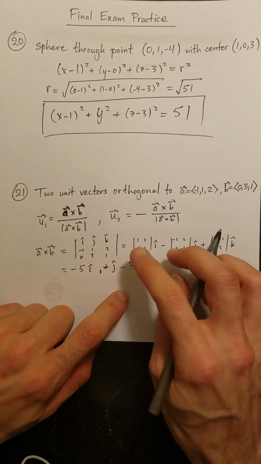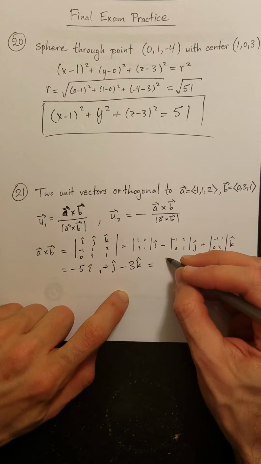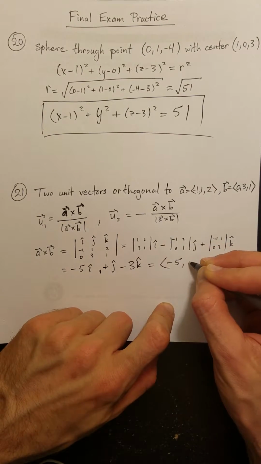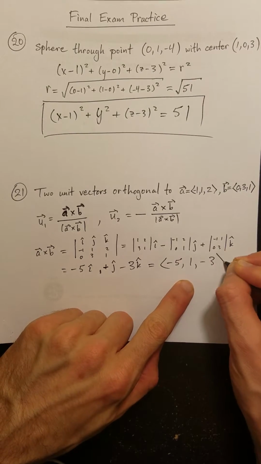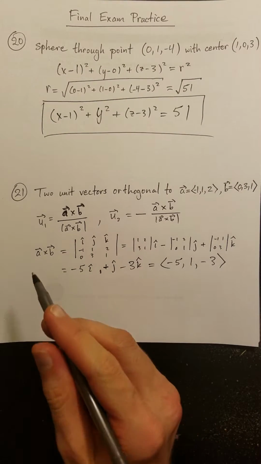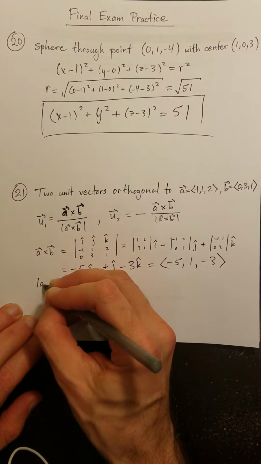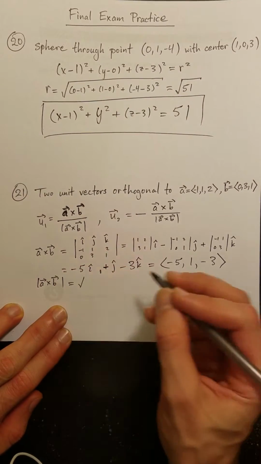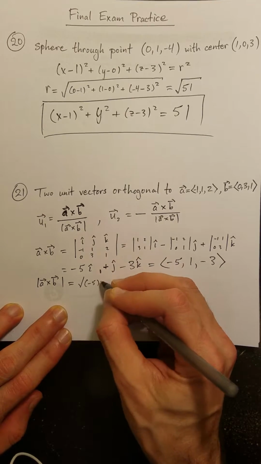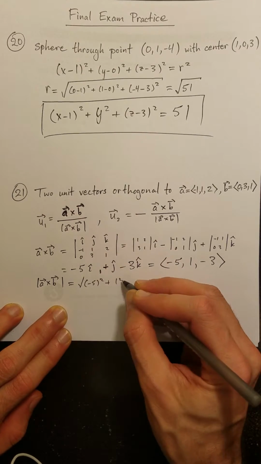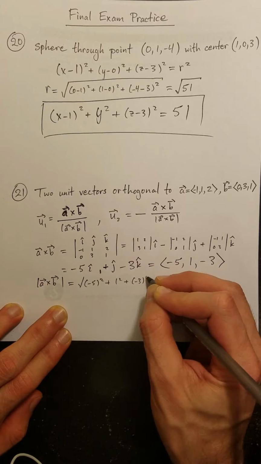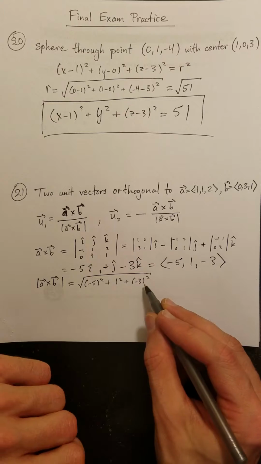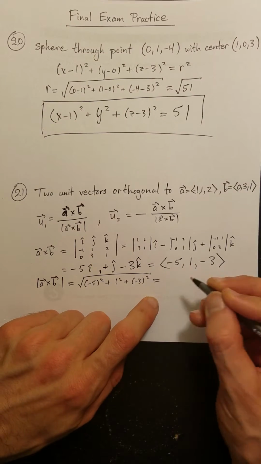Okay, so this is equal to, in component form, minus 5, 1, negative 3. Okay, and so that's for the cross product. And I now need the length of my cross product. And so that's going to be equal to the square root of negative 5 squared plus 1 squared plus negative 3 squared. And so this is 25 plus 1 is 26 plus 9 is 35.